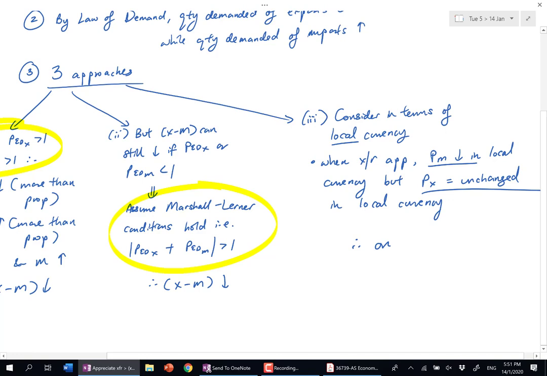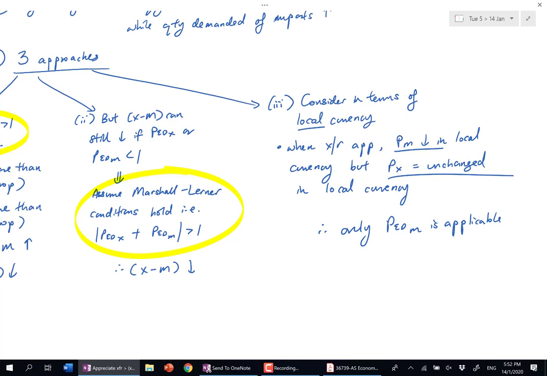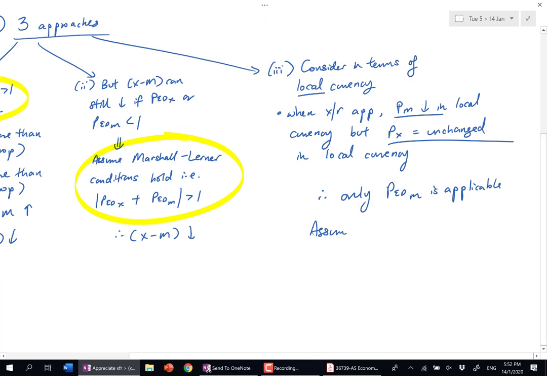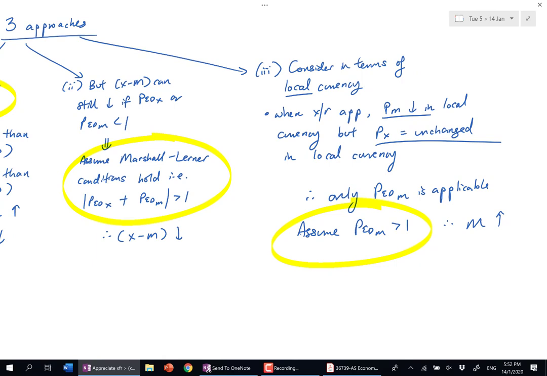PED M is applicable. If you recall how we define PED, it's about the responsiveness of something to a change in price. So you need price to change before you can talk about elasticities. Only PED M is applicable. So here, the assumption is you assume PED M exceeds one. If you assume PED M exceeds one, therefore M increases overall, because the price drops, quantity demanded increases more than proportionately.